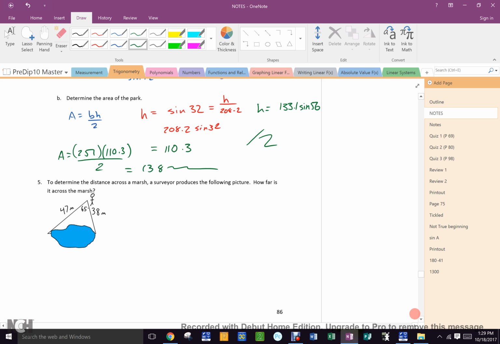What do I need for 5? Coleslaw, because I need this side. If that's the side I need, what letter should I give it to make the coleslaw the easiest way possible? C, which makes 65 what? Big C. C squared equals, now fill it in, 47 squared plus 38 squared minus 2 times 47 times 38 times cos 65.